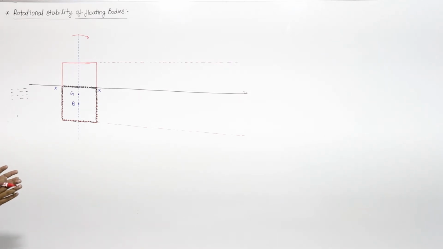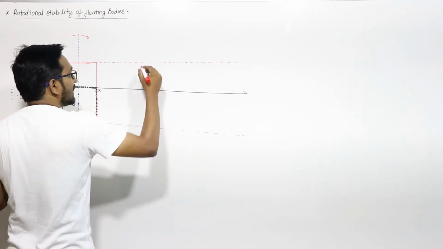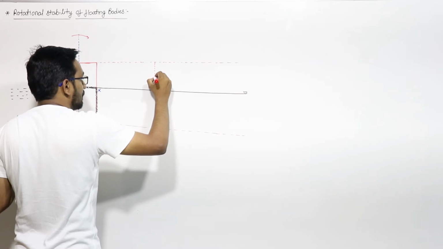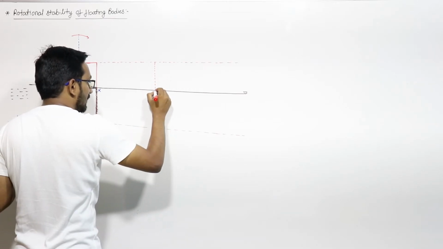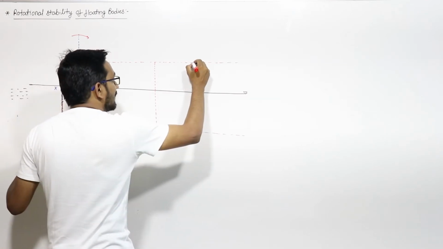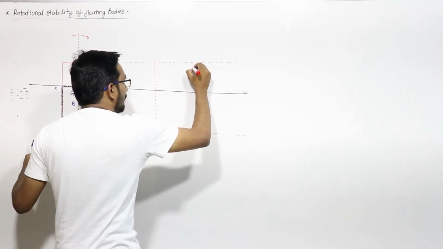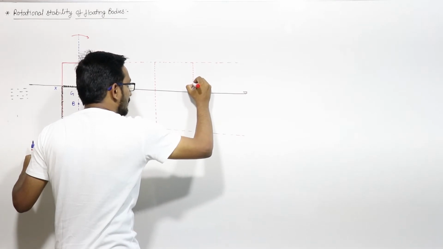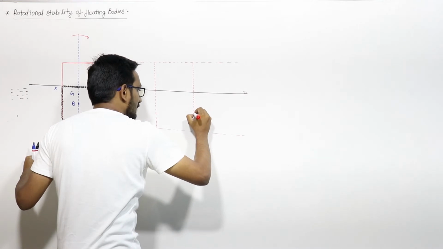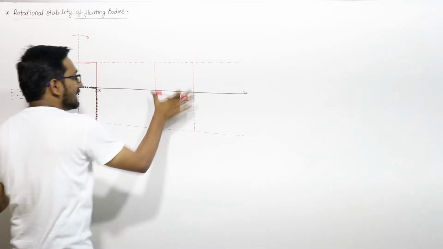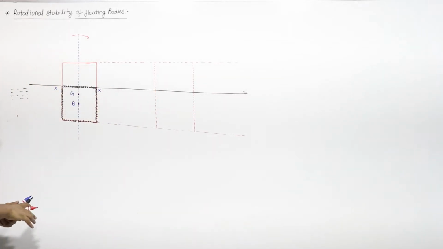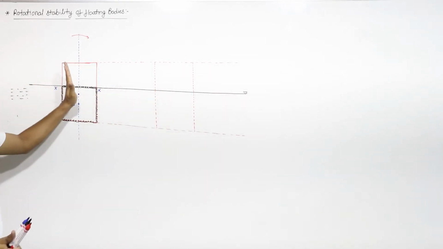This is the case. First of all, let me make the initial body. Initially the body is like this. Just pay attention. We'll go step by step, no need to be worried. You will be able to understand what is happening with the floating bodies. This is the initial shape of this body.